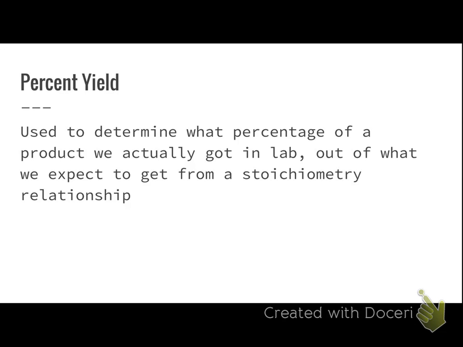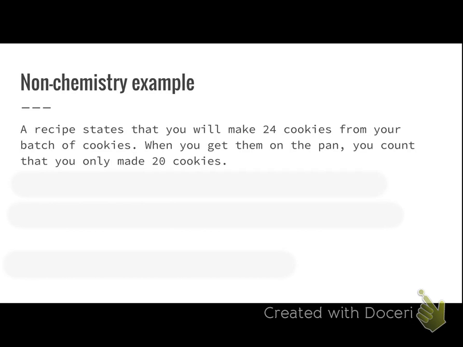There's errors that occur. Maybe you didn't measure exactly the mass. Maybe you didn't extract all of something. So many things could happen. So we're not always going to get exactly what we thought. So this percent yield is how much did you actually get of this product compared to what your stoichiometry said you should have got. So let's start out with a non-chemistry example.